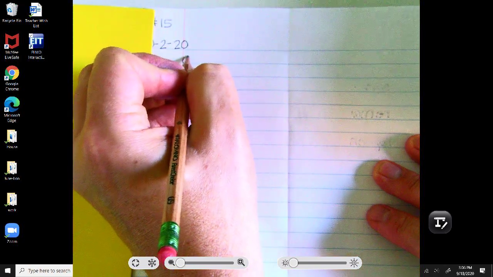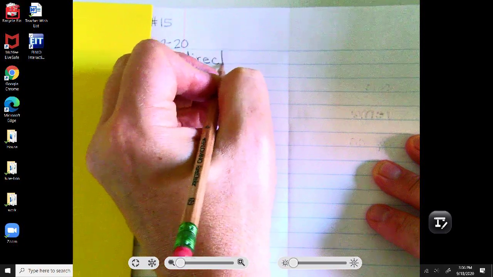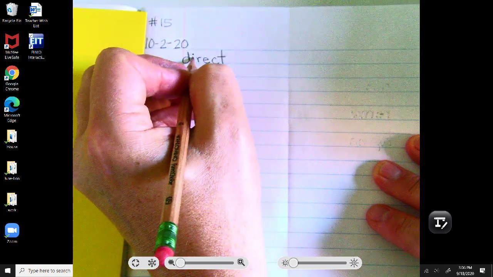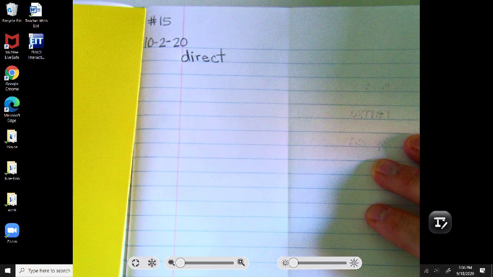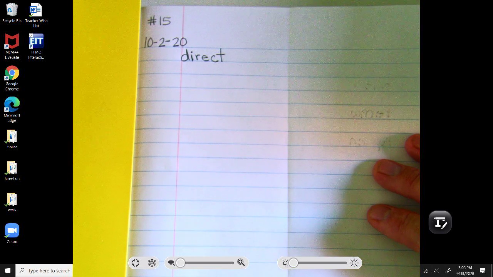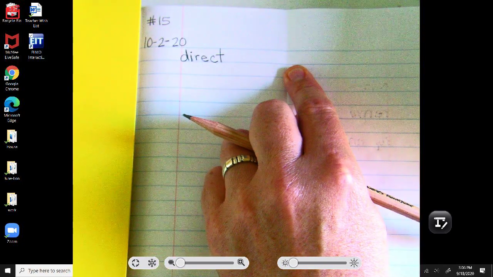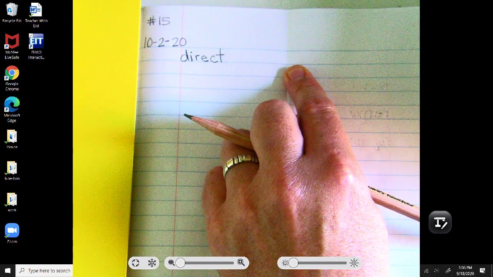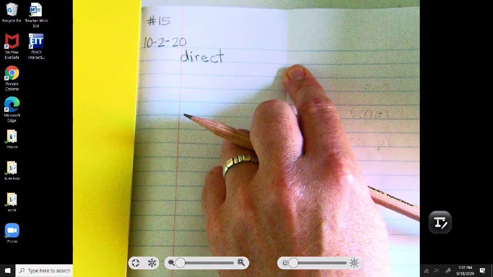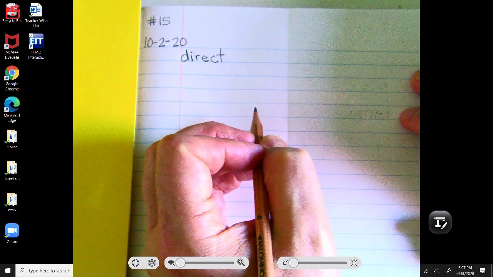So comfortably close to that red margin, we're going to write the word direct. Then I will direct you what to do next. Direct. All right, scholars, take a moment, pause, and analyze the word direct at your fold line. All right, now that you've had a chance to do that, let's check the syllables of direct.